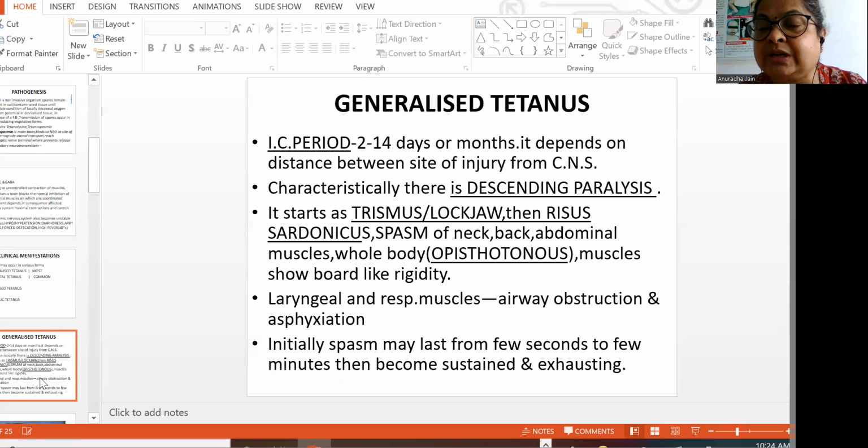Characteristically, there is a descending paralysis. It is opposite to Guillain-Barré. In Guillain-Barré, you see the ascending paralysis. Here, the characteristic is a descending paralysis. Means first the face will be affected, and then the trunk and abdomen, and lastly the lower limbs.